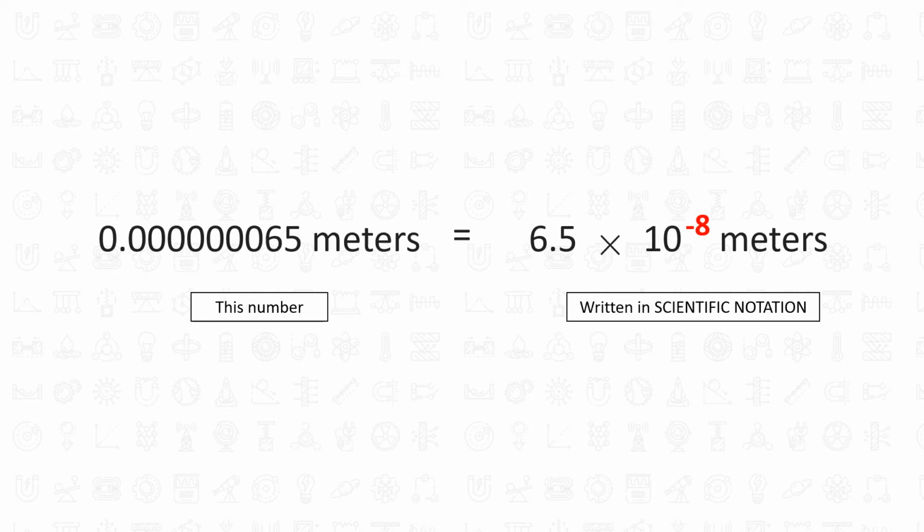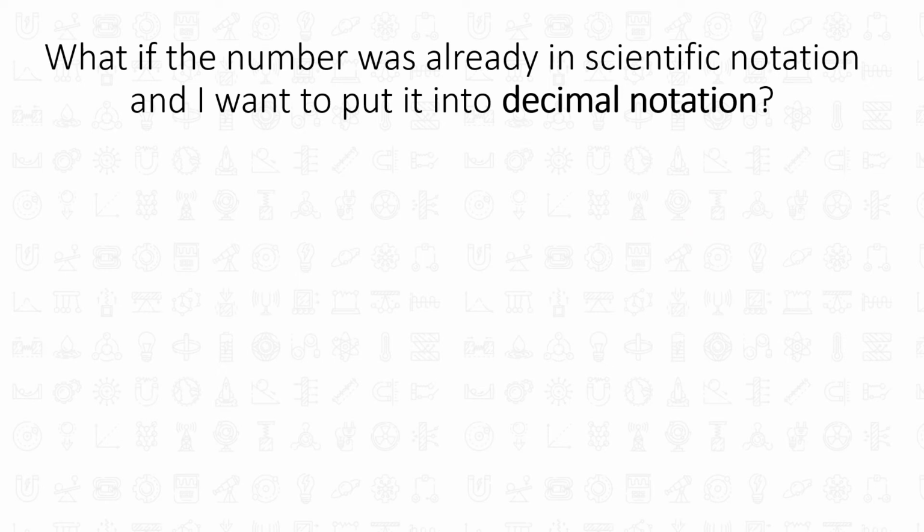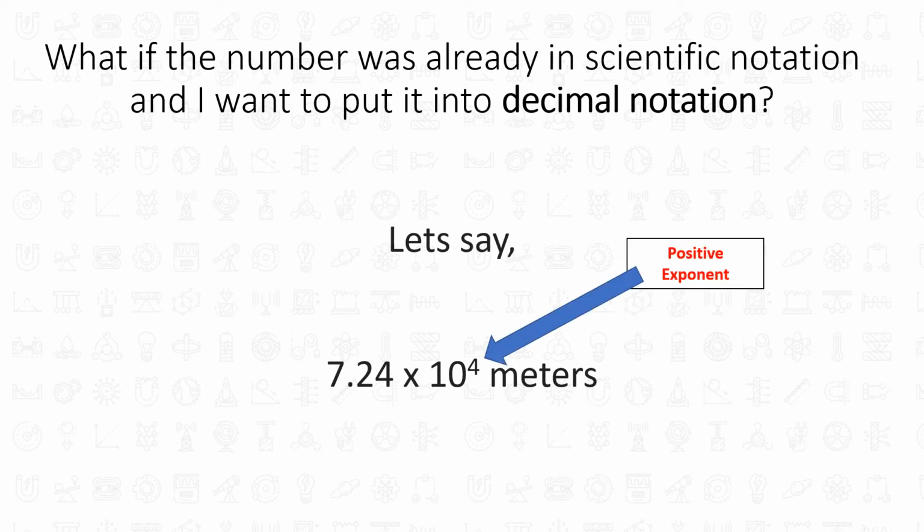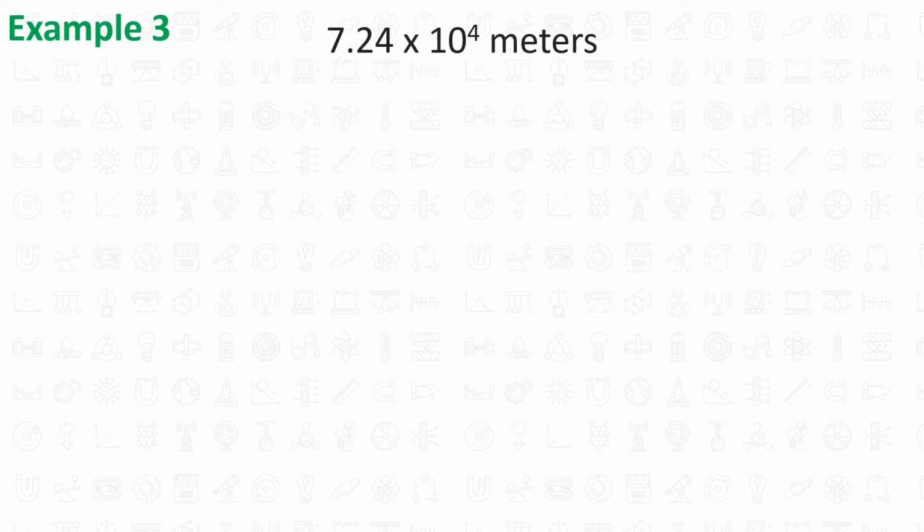Okay, so let's move forward and try something else. What if the number was already in scientific notation and I want to put it into decimal notation? So let's say our example is 7.24 times 10 to the 4th meters. Let's turn that into decimal notation. It's a positive exponent, so that matters. We've got to pay attention to that. So here's our example: 7.24 times 10 to the 4th meters.